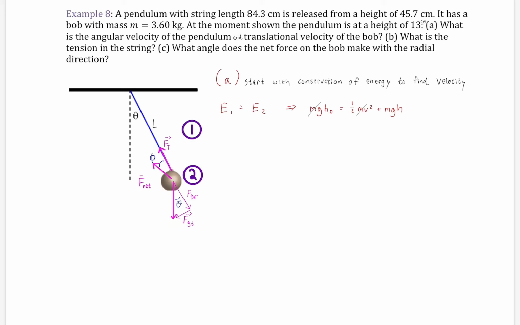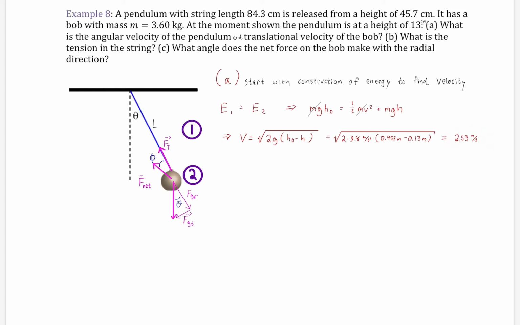And then we're going to go ahead and solve for the velocity at that point. There's h naught, 45.7. So we can just plug in our 45.7 for h naught, our 13 for the final height, but convert them to meters, obviously. So there we have them. And then we find that the velocity at point 2 is 2.53 meters per second.